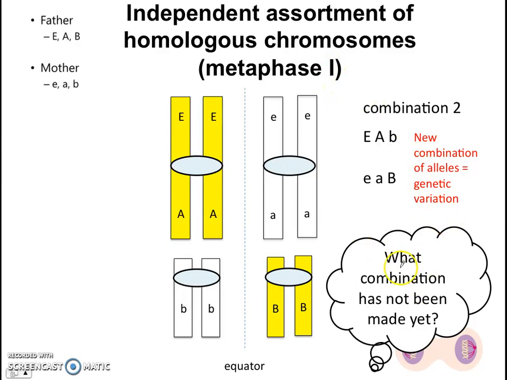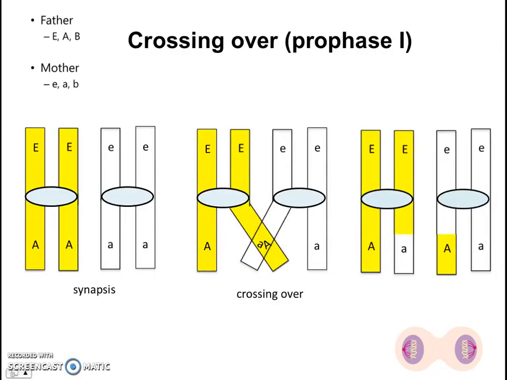But at this point, if you're thinking very hard, you realize that actually there's certain combinations that have not been made yet. And that's because certain alleles are found in the same chromosome. So if you take a look here, big E and big A will always end up on the same side, right? No matter whether I put the yellow one here or the yellow one here, big E and big A will always end up on the same side. So how can we separate big E and big A and make them end up in different gametes? And that's where crossing over comes in.